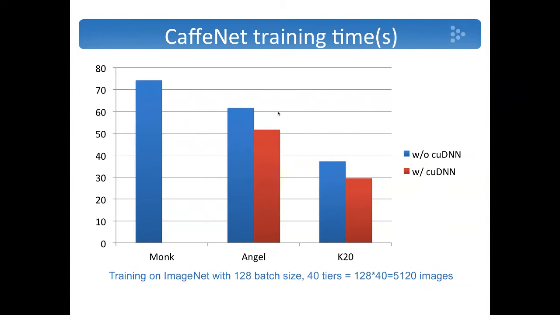So for this result, that means if we want to train 5,000 images on Monk, it will cost 70 seconds. But on Angel, it will cost only 50 if you support it with cuDNN. I also tested the K20, and you can achieve 30 seconds training on the 5,000 images. So you can see it's faster. If your model is big, I suggest you use Monk because Monk has more GPU memory. But if your neural network is small, I suggest you use Angel because Angel is faster.